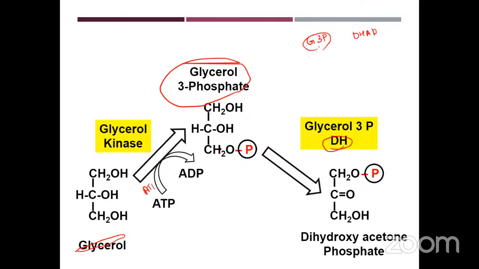Dehydrogenase means removal of hydrogen. So these two hydrogens will be removed and a double bond is created to form dihydroxyacetone phosphate. Now you can know that this DHAP is an intermediate of glycolysis, so the rest of the reactions can be reversed to form glucose. Clear? This is how the glycerol part of fat can be channeled to the gluconeogenic pathway.